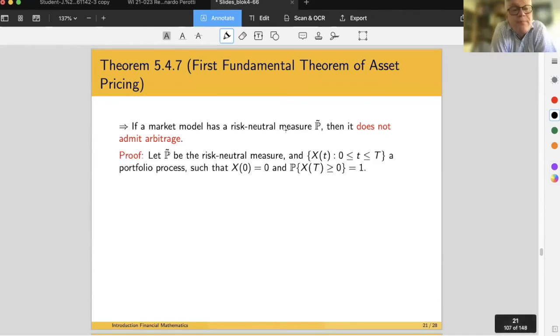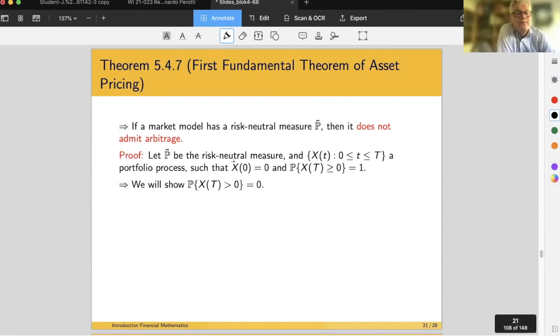And the proof is as follows. Let P tilde be the risk-neutral measure, and let X(t), little t between 0 and capital T, be the portfolio process such that X0 is equal to 0. And now let's assume that the probability of X(T), the portfolio process at final time, being greater or equal to 0, that probability is equal to 1.